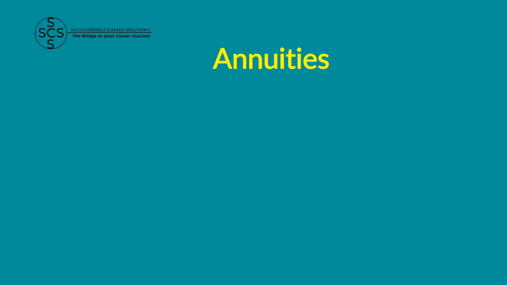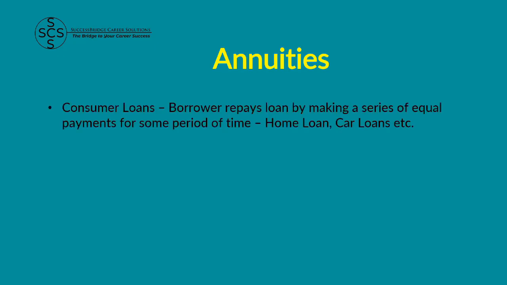So we'll talk about annuities. The best example of annuities is consumer loans, where the borrower takes out a loan. It's either a home mortgage loan or a car loan, etc. And the borrower pays back the loan in a series of equal payments stretched over many years.